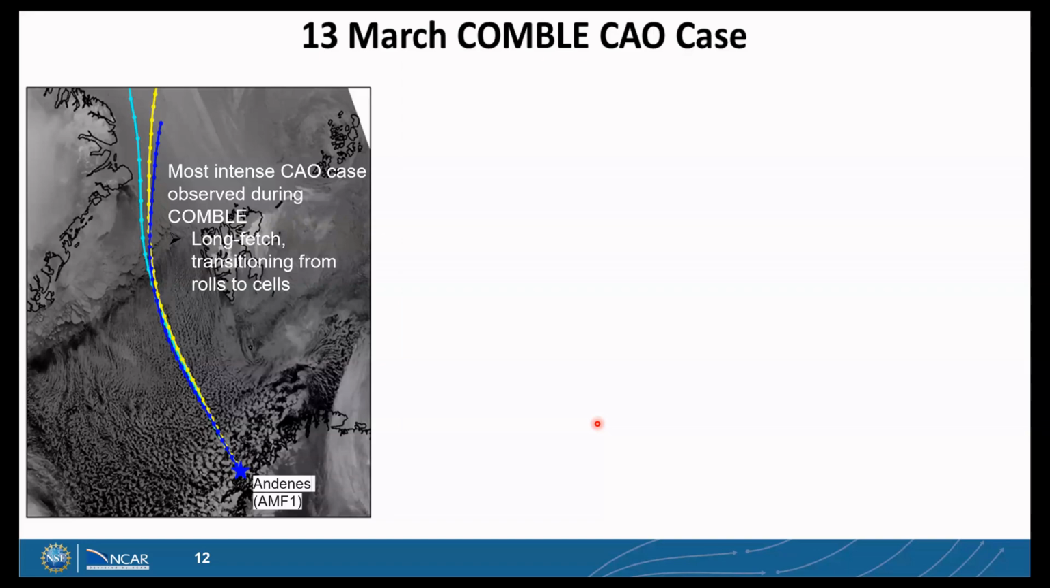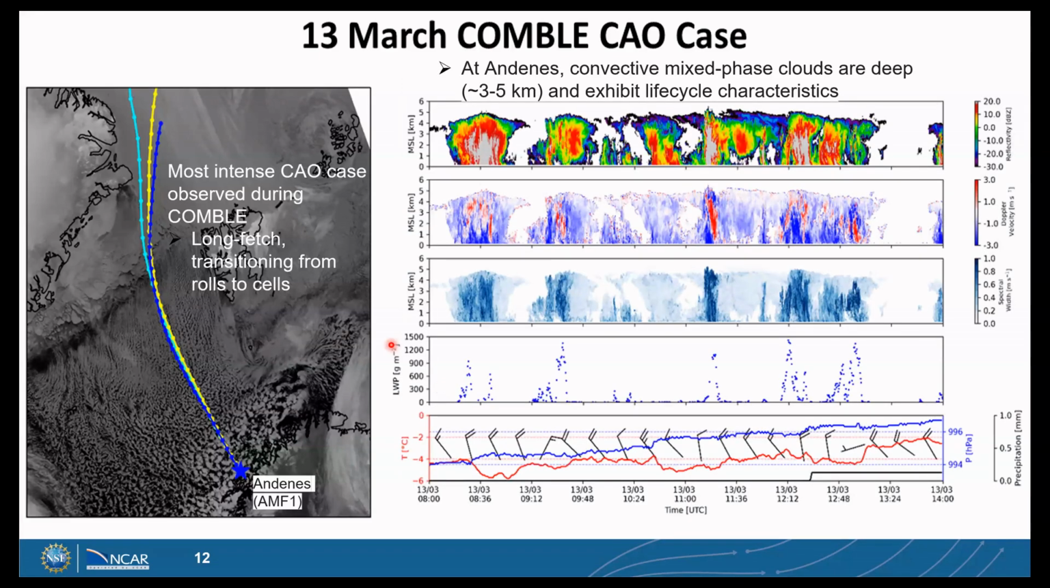The March 13th case from COMBLE is one that we'll be focusing on quite a bit. It was an intense CAO case. It was the most intense one. It was a long fetch, right? So we had about a 1,000-kilometer fetch from rolls to cells that were observed at the AMF site. And the cells in this case, because it was so intense and there was a long period of time for the boundary layer to grow, by the time it gets to the site, you wouldn't even really call it a boundary layer, but the clouds get to about 3 to 5 kilometers, and they exhibit a pretty clear life cycle that I'll talk about in more detail.